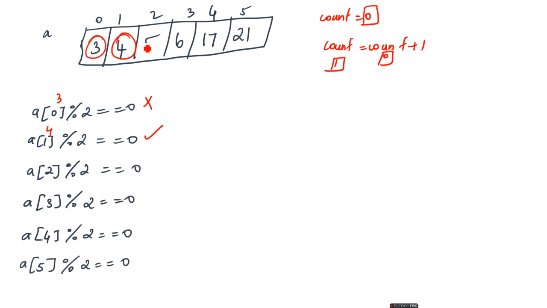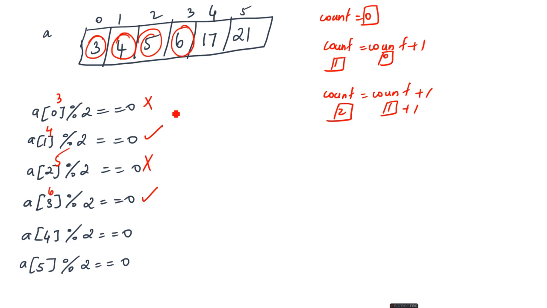Now we are taking the next value, A of 2. A of 2 means the value is 5. The condition is false. Next it is 6. A of 3, it is 6. 6 mod 2 equal to 0, condition true. So now we have encountered the second even number. Now I want to change the count to 2. So what we will do? We will do count equal to count plus 1. Now the value of count is 1. Then 1 plus 1, it will be 2.